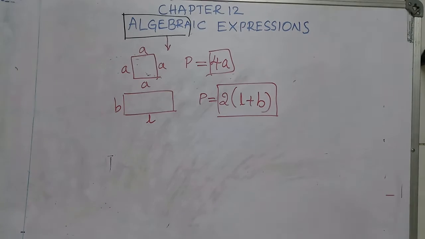Here L and B are the variables, and 2 into L plus B is the algebraic expression again. This formula is created by algebra. Like this, many algebraic formulas are there. For example, we have the Pythagoras theorem, the area of the circle, the area of the rectangle, and many more. Whatever formulas we are using.